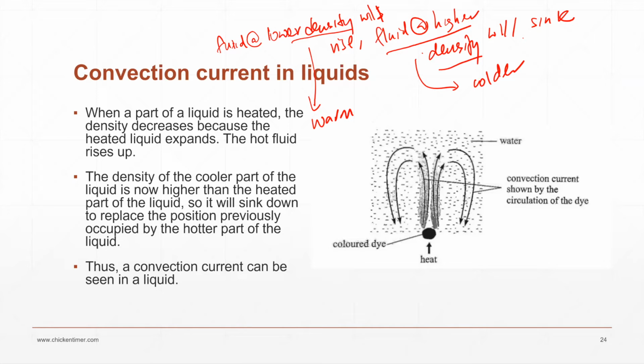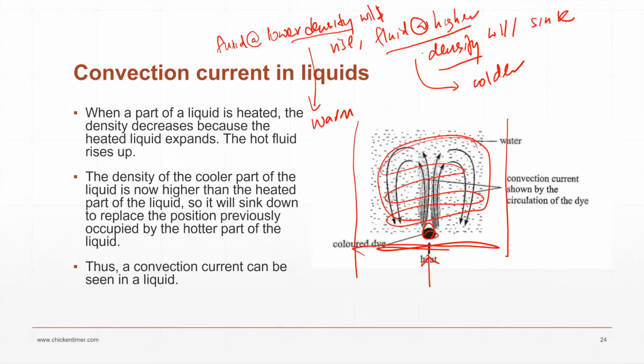So if you have the very standard question, they'll give you a beaker, then they say they put a color dye inside. They put color dye here, usually purple or orange. Then they say they will heat here. Then they'll ask you to complete the diagram. That means the convection current will not be given to you. They'll ask you to draw.